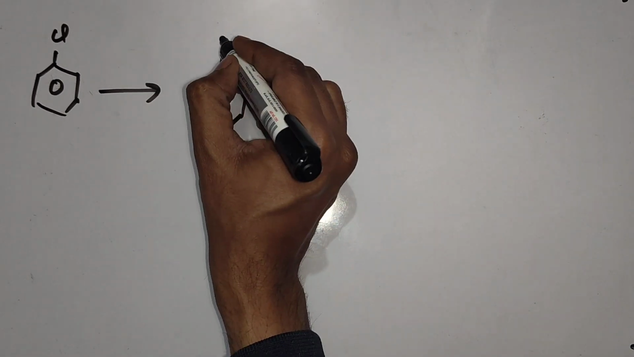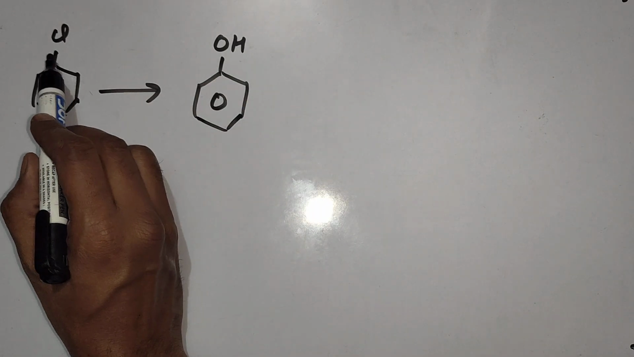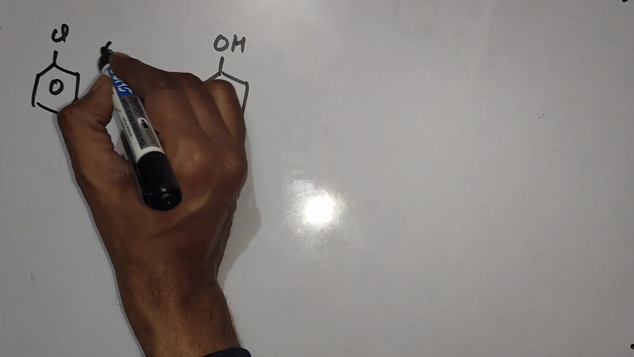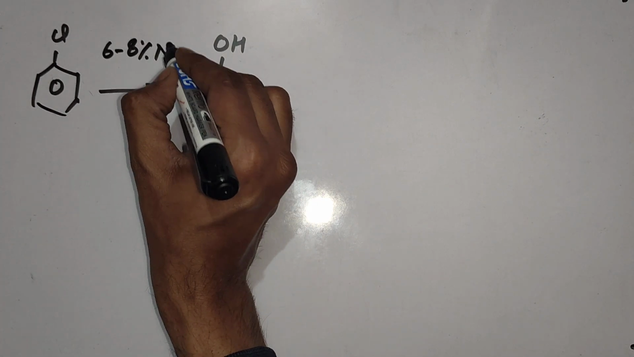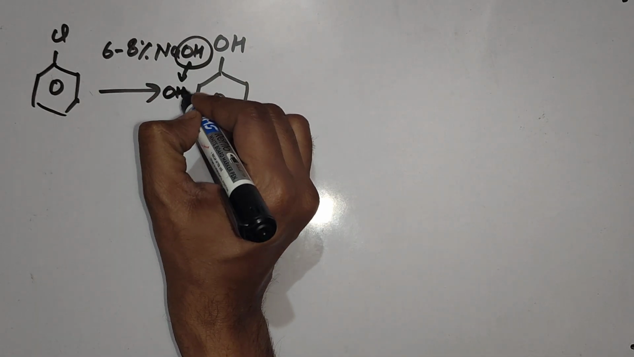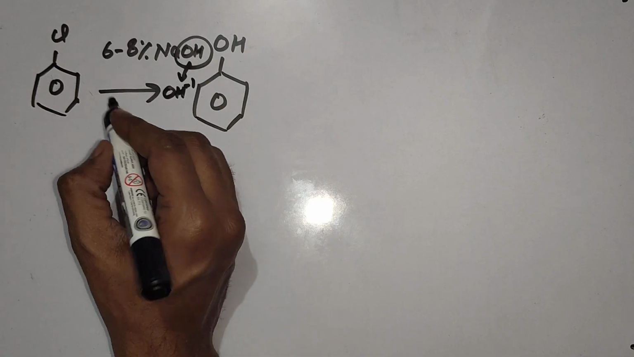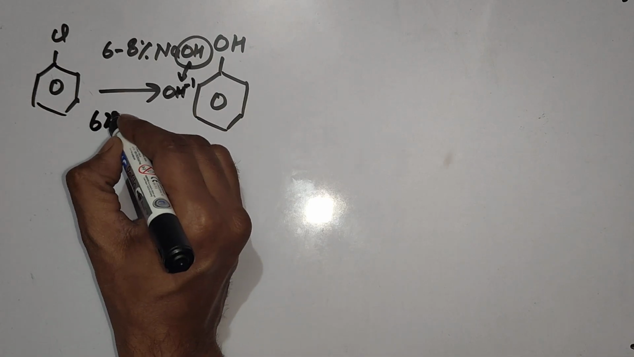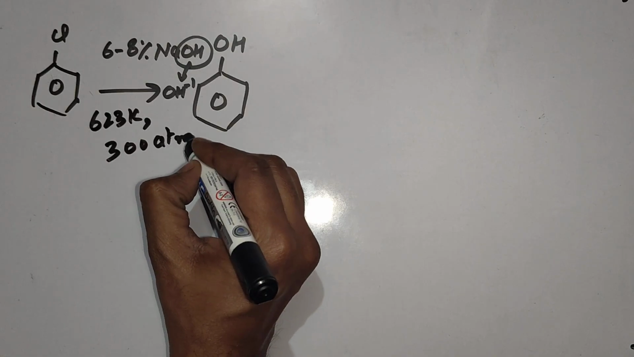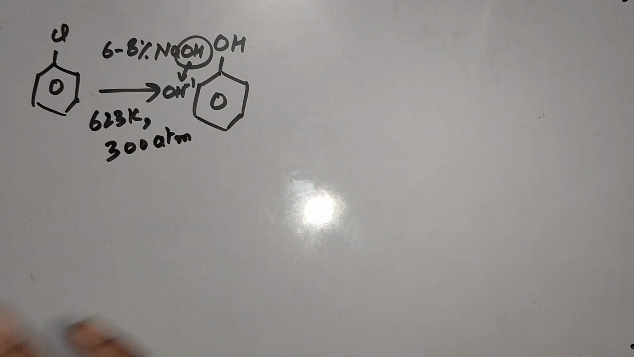If we want to convert it into phenol, means if we want to substitute chlorine by OH, means a nucleophilic substitution reaction, so look at the condition: 6 to 8% NaOH. Obviously NaOH will provide OH negative nucleophile which will substitute this chloride. Temperature is 623 Kelvin and we need a high atmospheric pressure also. So the conditions are very much drastic.